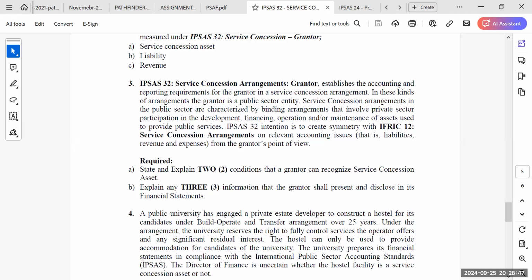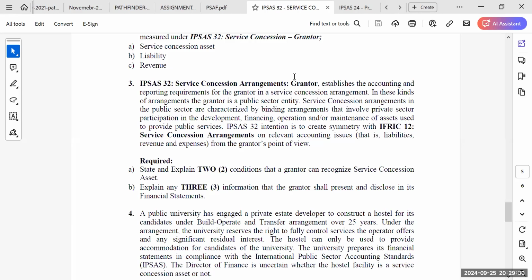One of the conditions that a grantor can recognize the service concession asset is if the grantor controls the use of the assets. Okay. Please, the first two are going to be for 2 marks. Okay, these 2 points are for 5 marks. If you see "state and explain" there, don't go and be explaining how the control works; you are going to be talking about control. If you want to explain it, you can say it in a small way: when the grantor controls or regulates the use of the assets, he can control the asset by directing how the asset should be used or what the asset should be used for. Very simple. You are good to go.